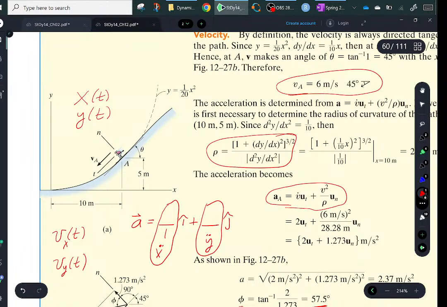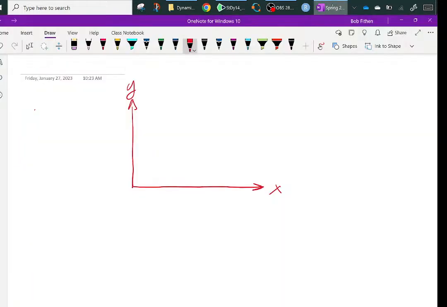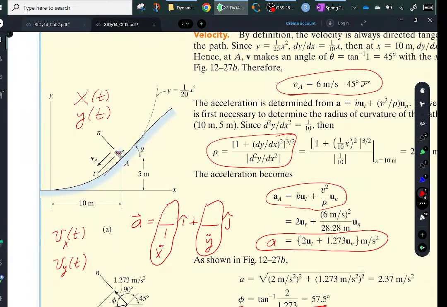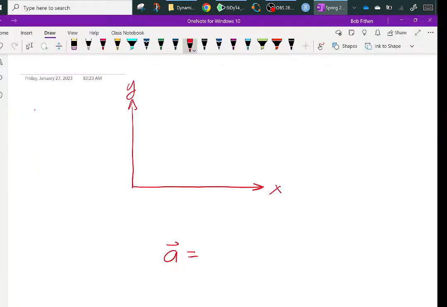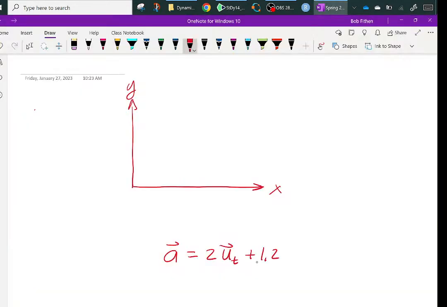Now, when I get this, and this might be beneficial for you to look at as well, let's say you get this. And if you don't mind, I'll copy this over onto this page. I'll say A is equal to what? 2UT. Let's see, can you do that? Yeah. 2UT plus 1.273 UN. And I really don't care about the meters per second or something.